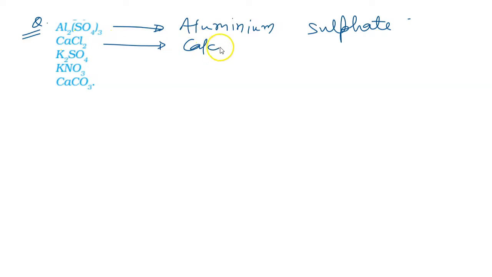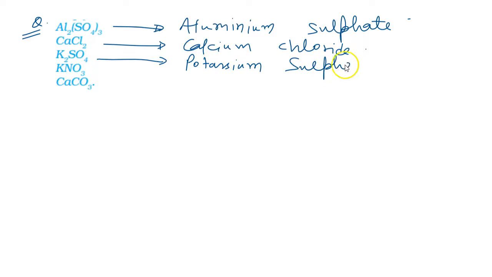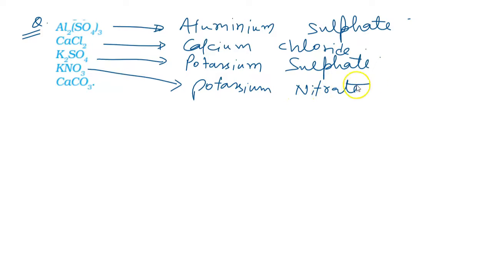This is calcium chloride, right? Calcium chloride. This one is potassium sulfate, right? K for potassium, and SO4 is sulfate. This is potassium nitrate. Very simple. I am directly using the names. This is calcium carbonate.